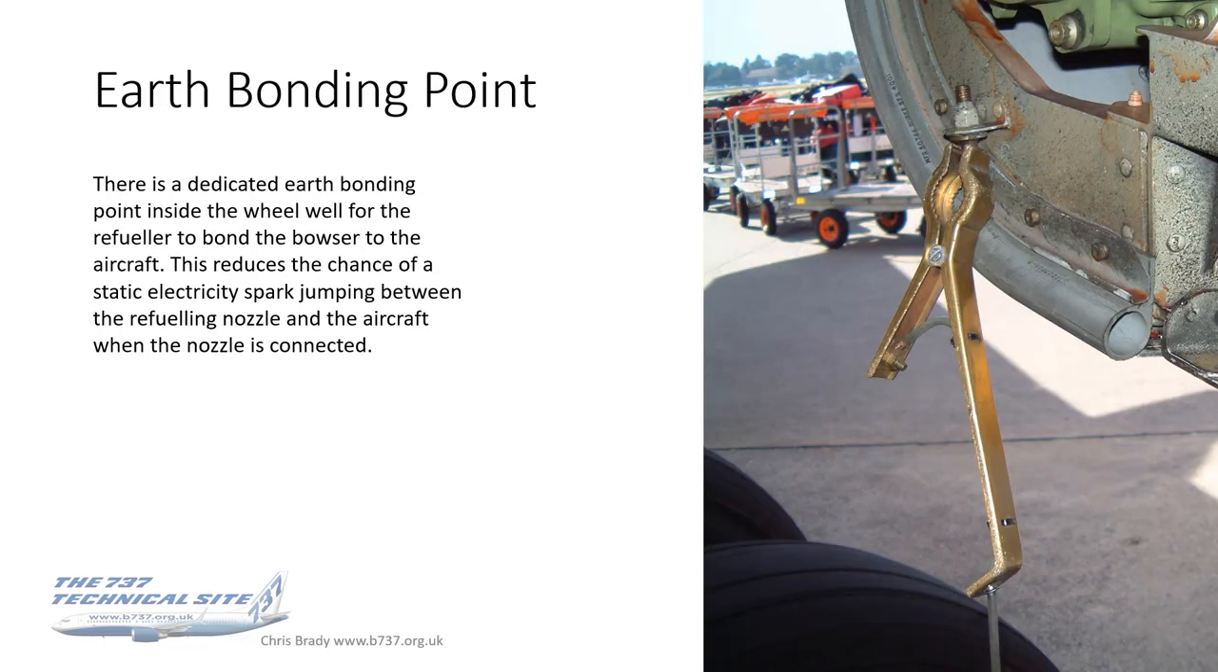There's a dedicated earth bonding point on the inside of the wheel well for the fuelers to attach the bonding clip to. This of course is essentially done before the fuel nozzle gets to the aircraft, to reduce the chance of a static electricity spark jumping between that nozzle and the refueling panel when the nozzle's connected.